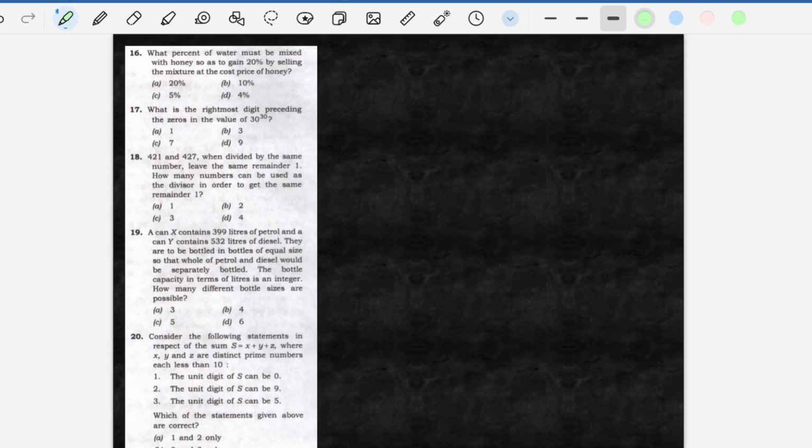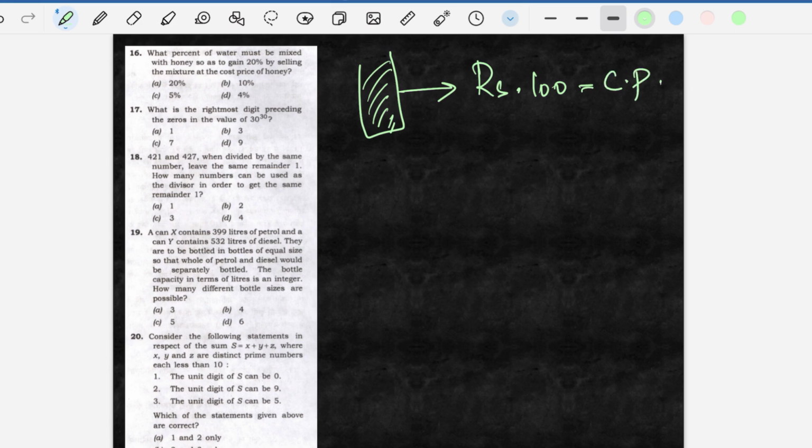Start your operations with 100 as a base, right? In many questions, this kind of approach will come to your rescue. I'll tell you how. Look at question number 16. It says that you have purchased a quantity of honey, and let's say the cost price is 100 rupees. You have purchased honey, and now you are going to sell it.